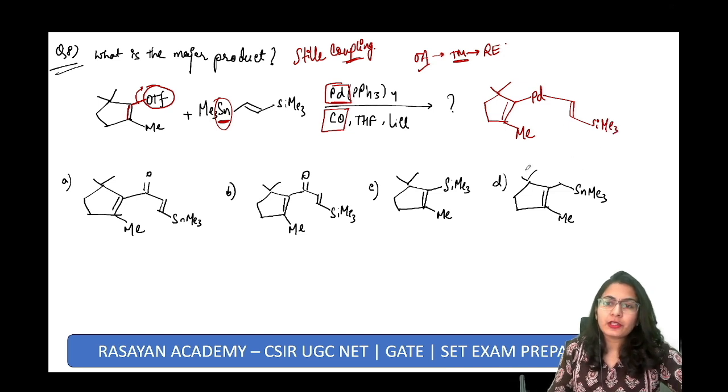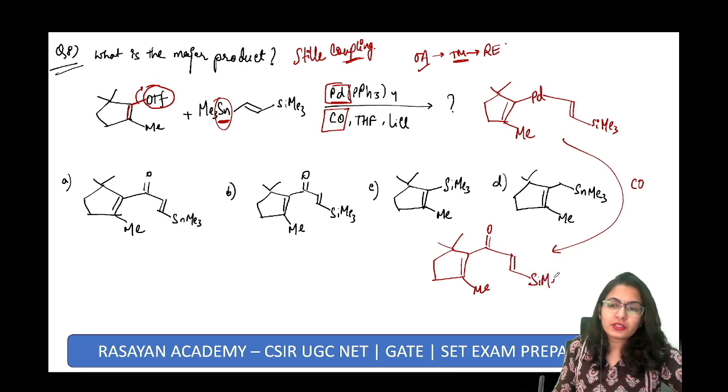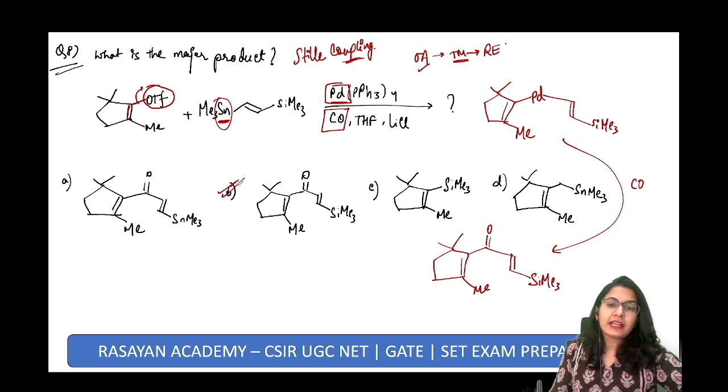Alright, this is how the molecule is going to be. But since we also have a carbonyl over here, it is not directly going to be a reductive elimination, but reductive elimination and insertion of oxygen together. That's why the product is going to be like this, which is option number B. So it is a very simple reaction.